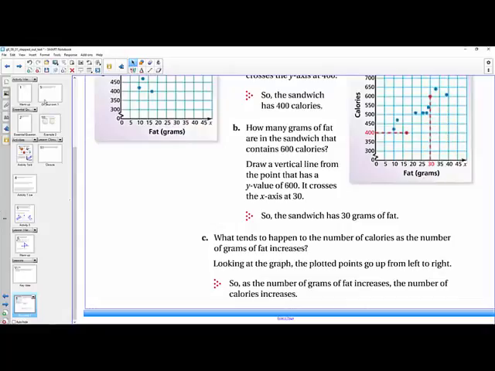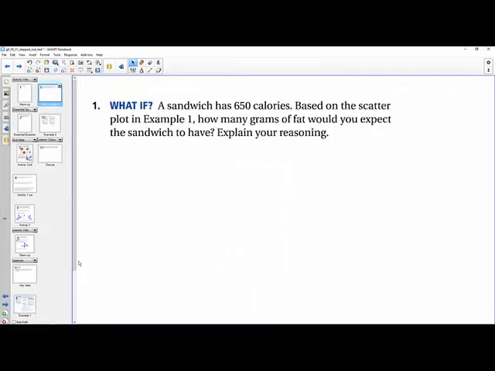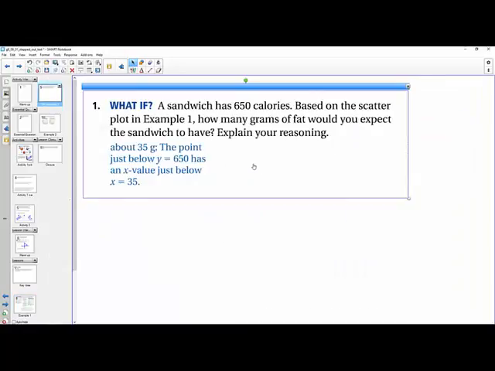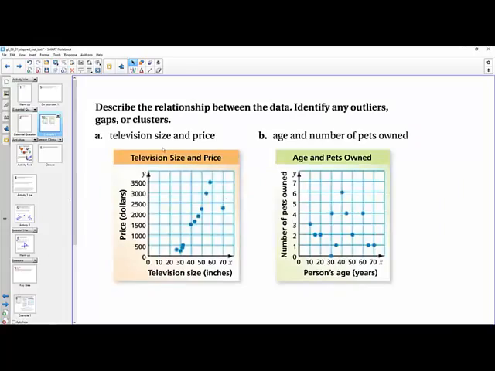All right, so the next one is, what if a sandwich had 650 calories? So if I had 650 calories, which is right about here, it looks like it'd probably be right around 30, 35, right? Right about here. So that'd be about 35 grams of fat. And then here's my example 2. It says, describe the relationship between the data, identify any outliers. So if I look for a line of best fit, and we'll find better ways to do this, but essentially this line of best fit would be right about here. And that just means draw a line where most of the points are on.